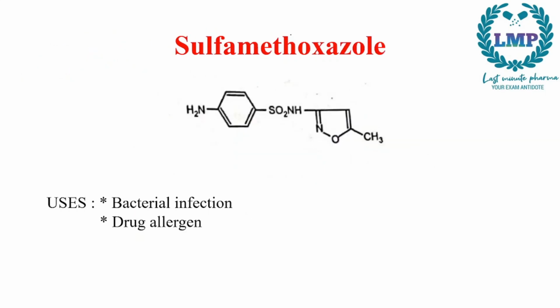Next we have sulfamethoxazole. As we can see, we'll break the word into sulfa, meth and oxazole. So we will first write the basic ring structure, that is an NH2 group right here, then an SO2 group, and then NH. Attached to this we will have a methoxazole. Now for oxazole, we will draw a 5-membered ring, oxygen here, ox and azole, nitrogen right here, and in the other position we will give a meth, that is CH3. So this is the structure of sulfamethoxazole. Now the uses include bacterial infections and drug allergen.